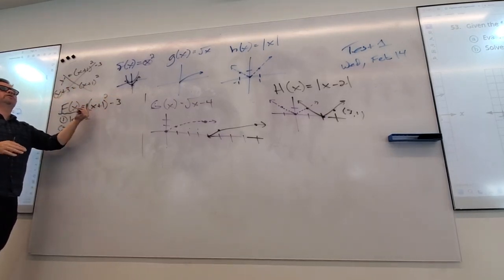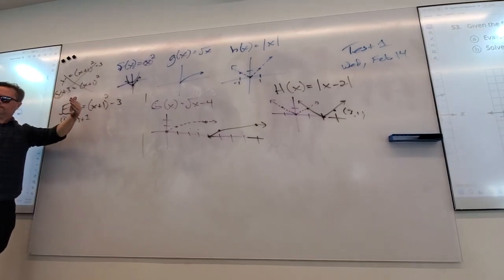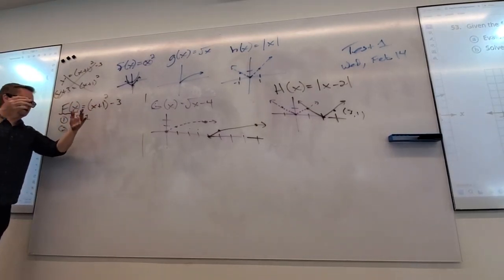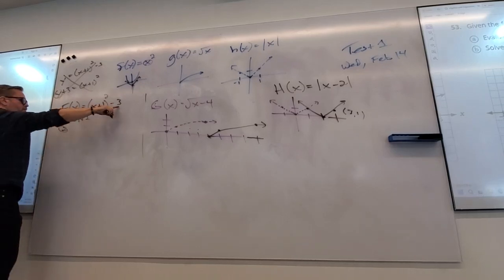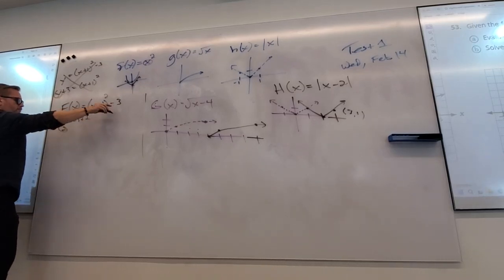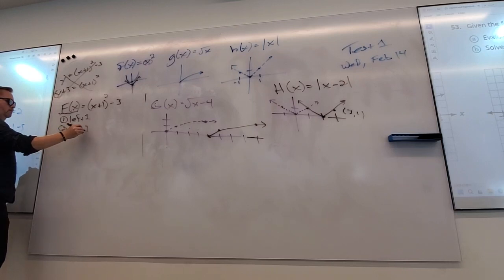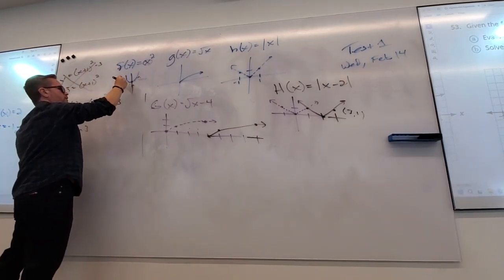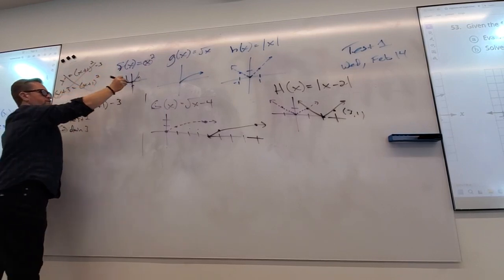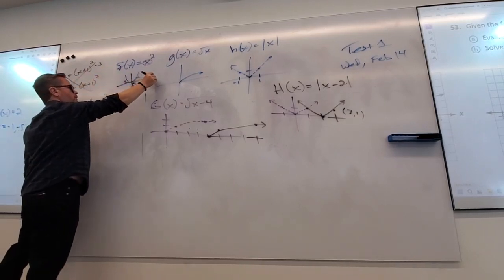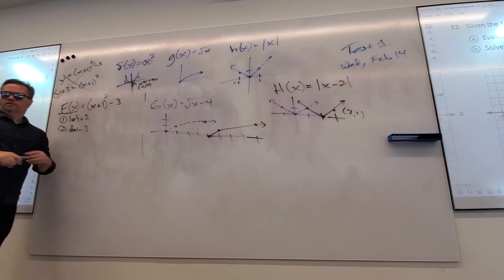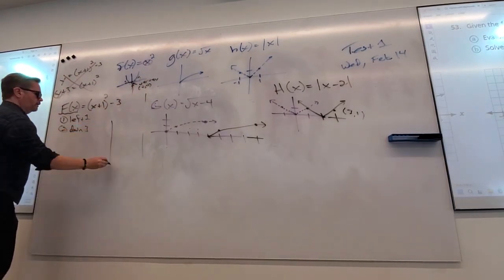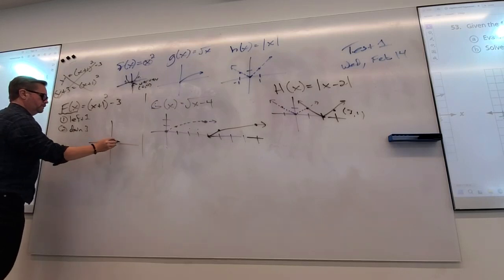All my inputs can be 1 less than they used to be, because the very first thing I'm doing is giving them 1. So this is left 1 and then down 3. Real quick, can somebody tell me where the vertex is on the base function? 0, 0 is the vertex. Okay, I like it.